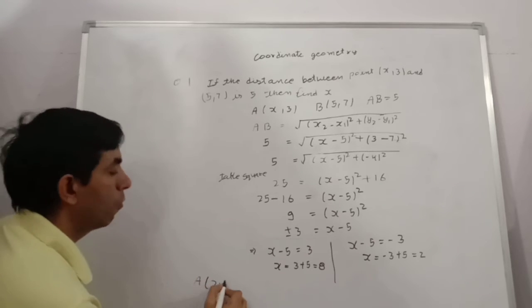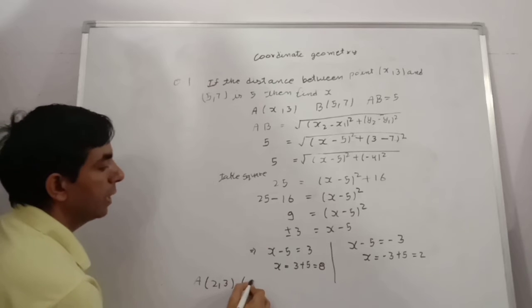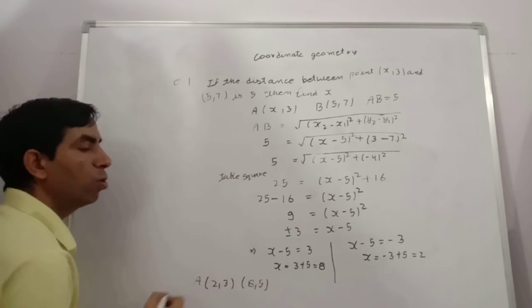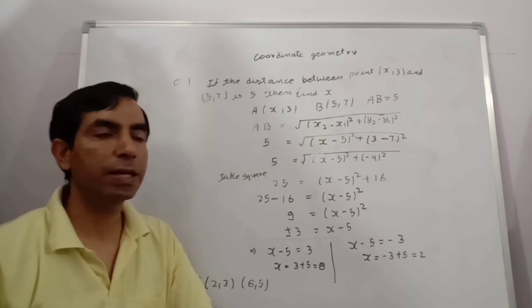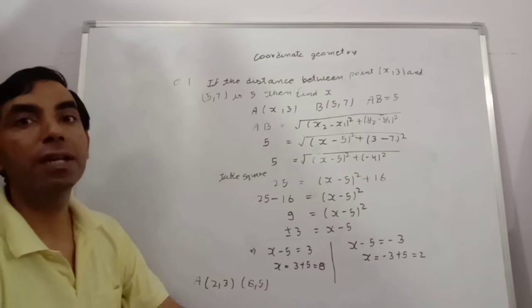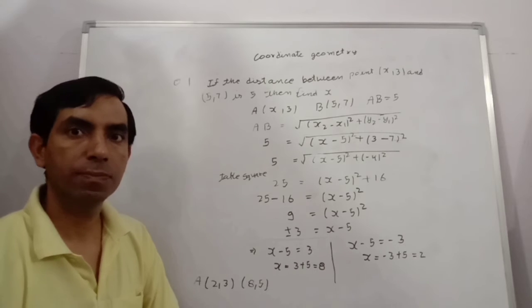So the coordinate of A can be (2, 3) or (8, 3). Both are possible in our answer. By this method, we can calculate the value of x in a coordinate. So, let's take another question.